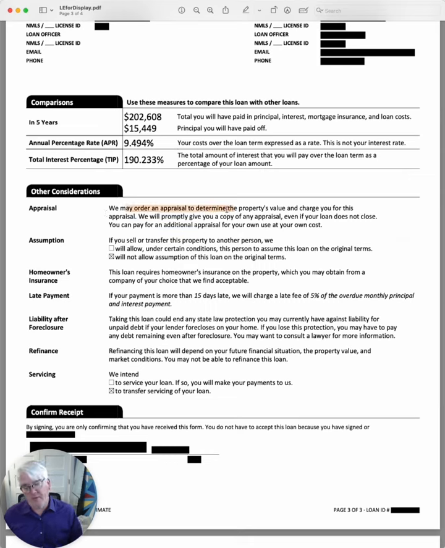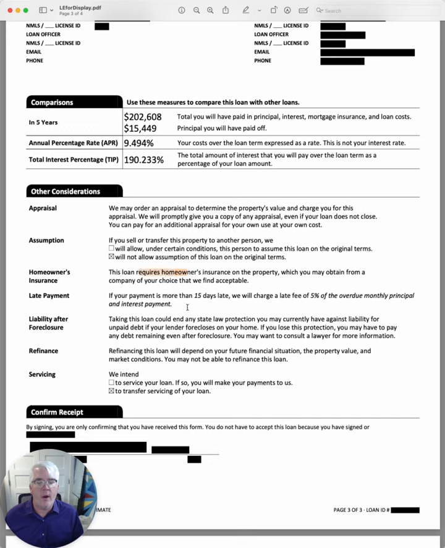Moving down, other considerations, we may order an appraisal. In this case, we put fees in there to order an appraisal. We will not allow this loan to be assumed. This is not an assumable loan. Assumable loan means that if you have somebody else who wants to take over the loan and take over your house, you can just sign some paperwork and they do it. They take on paying from there. This loan will not allow you to do it.